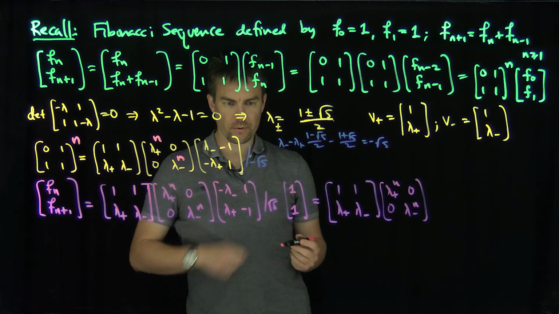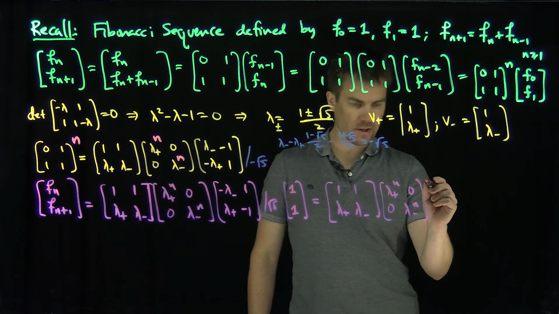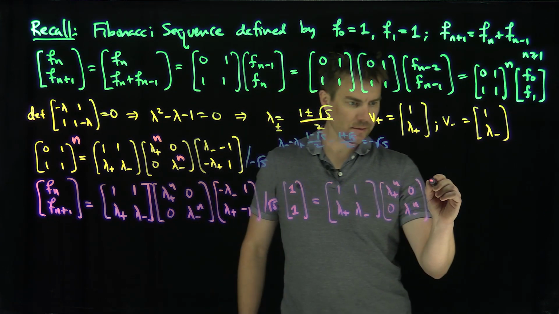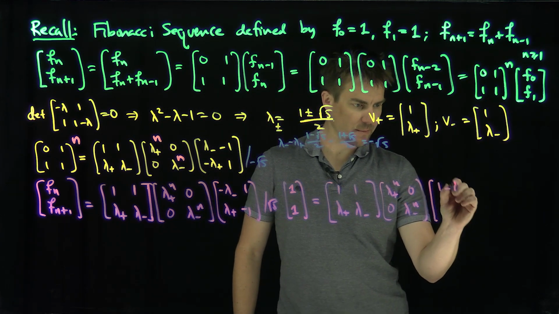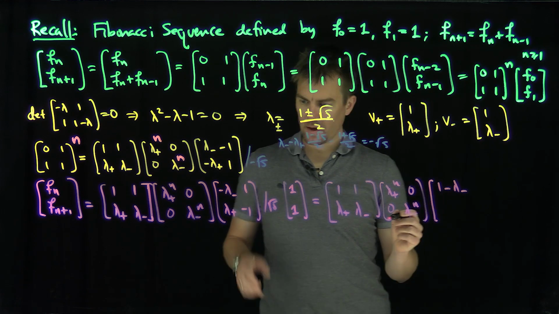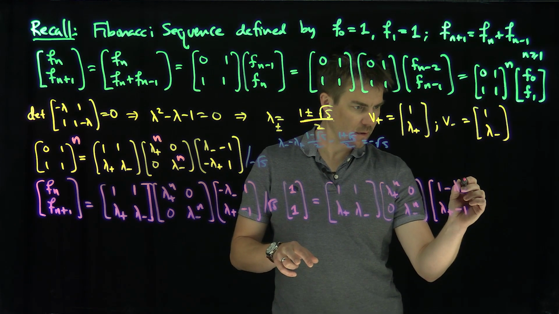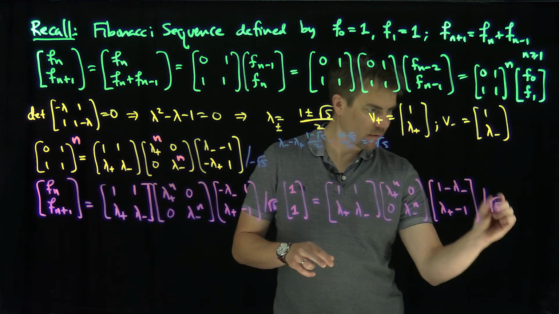And then what we get over here in the first entry. So everything's going to be divided by root 5. I'm going to put that at the very end. The first thing we get is going to be 1 minus lambda minus, 1 minus lambda minus, and then we'll have 1 lambda plus minus 1 over square root 5.